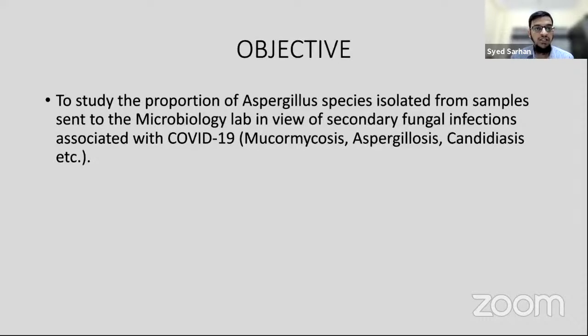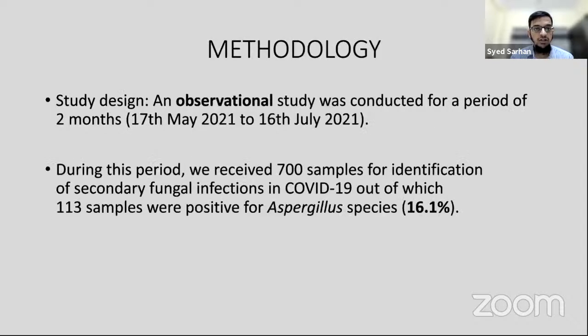The objective of my study was to study the proportion of Aspergillus species isolated from samples sent to the microbiology lab associated with COVID-19, such as mucormycosis, aspergillosis, candidiasis, etc. The methodology: it was an observational study conducted for a period of 2 months. During this period, we received 700 samples, of which 113 were positive for Aspergillus species, 16%.